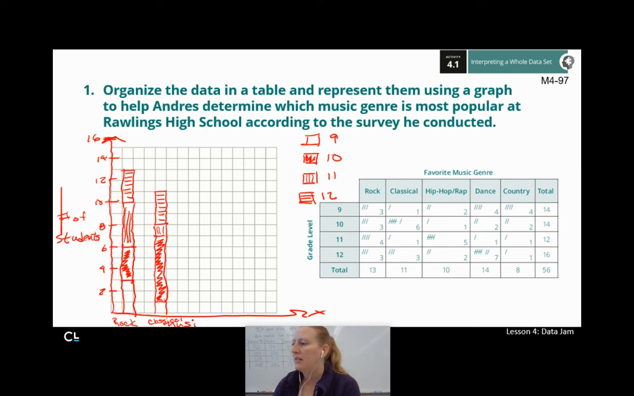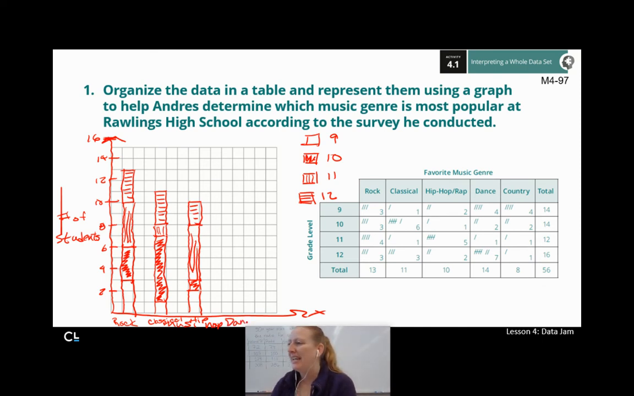Hip hop is next. Hip hop and rap. And I've got 2 9th graders, 1 10th grader, and 5 11th graders: 1, 2, 3, 4, 5, my horizontal stripies, and 2 12th graders. Sorry, those are vertical stripies, my horizontal stripies. Oh, I'm a terrible feminist.